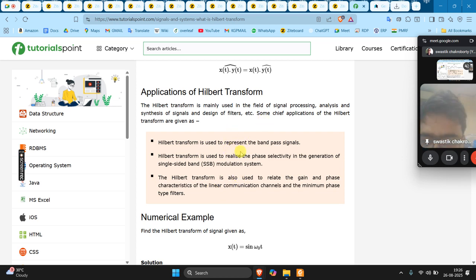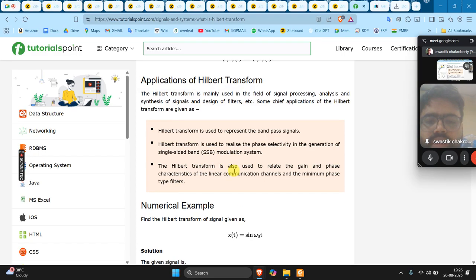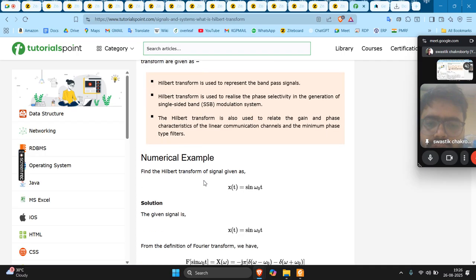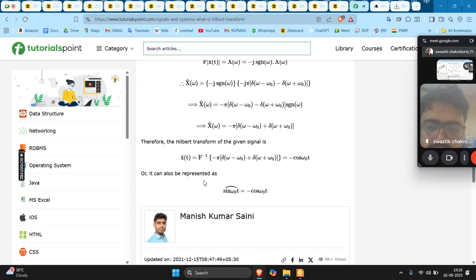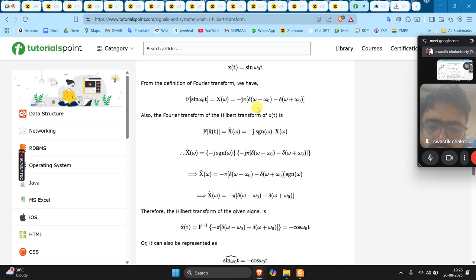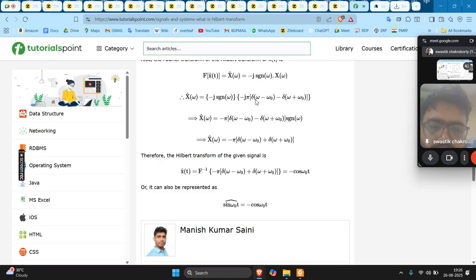The Hilbert transform is also used to realize phase selectivity. Its biggest application is single sideband modulation: SSB modulation is realized using the Hilbert transform. The Hilbert transform is also used to relate the gain and phase characteristics of a communication channel, but that is beyond the scope. Here you see the Hilbert transform of sin omega t is minus cos omega t, and the Hilbert transform of cos omega t is sin omega t. So it does not affect the frequency of the signal. That will be all for the Hilbert transform.